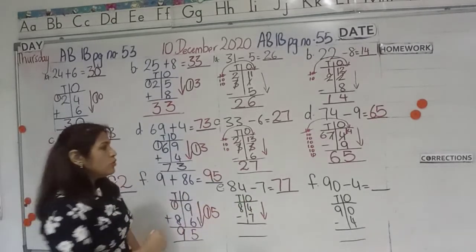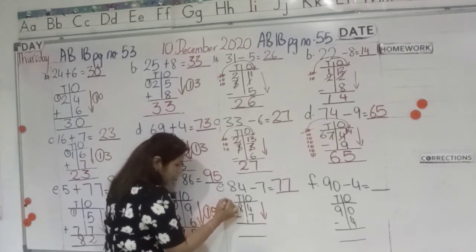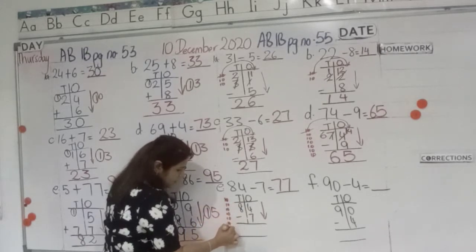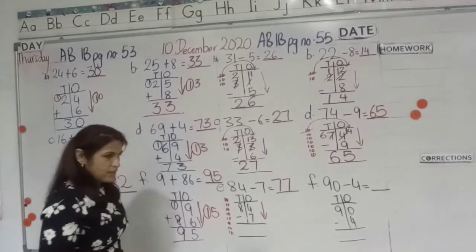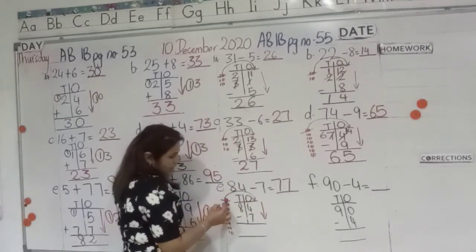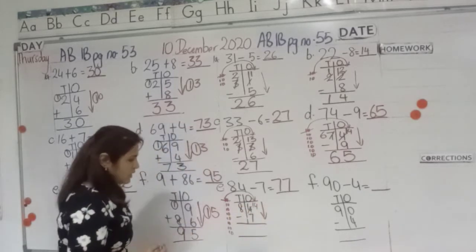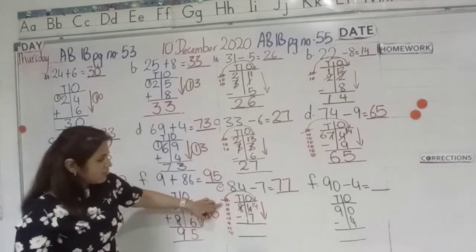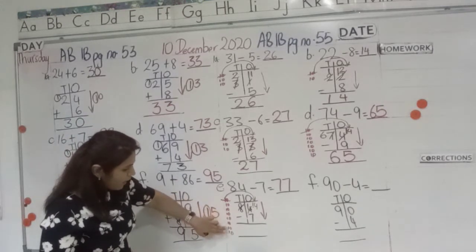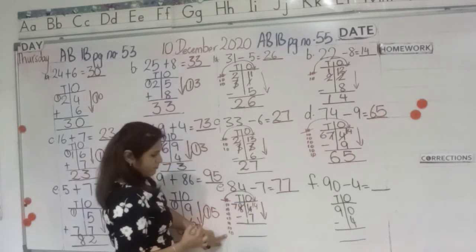So what you're going to do, you're going to borrow. Borrow from whom? From 8 tens. So right here, 1, 2, 3, 4, 5, 6, 7, 8 tens are here. So you're going to take 1 ten and send it to ones. So this 10 and this 4 together, 10 plus 4 will make 14. Now here, how many tens are left? 1, 2, 3, 4, 5, 6, 7. So there are 7 tens left.